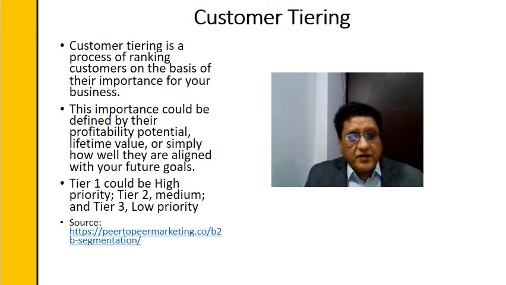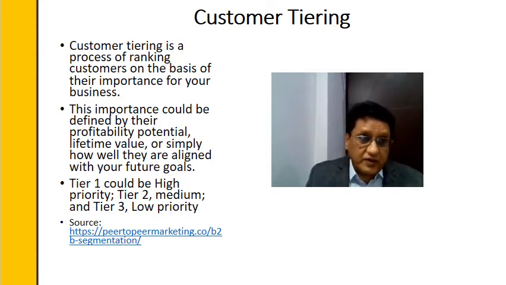Companies which have a large customer base. I know of a company which supplies printing machinery. It follows this method of tier 1 customers, tier 2 customers, and tier 3 customers. So the number of visits to these companies is also dependent upon whether they are in tier 1 or tier 2 or tier 3.